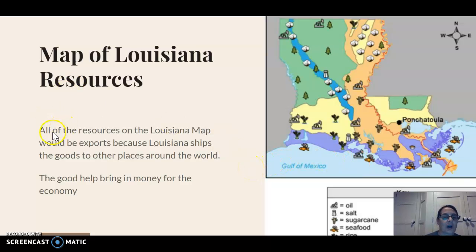So all of the resources on the Louisiana map would be exports because Louisiana ships the goods to other places around the world. The goods help bring in money for the economy. So exports are very important to the economy.